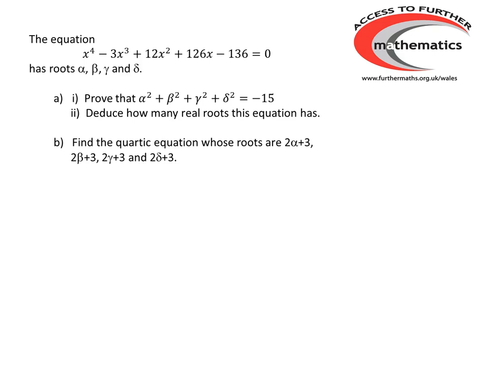Okay, our final example then. We have the equation x to the 4 minus 3x cubed plus 12x squared plus 126x minus 136 equals 0, which has got roots of alpha, beta, gamma and delta. First thing we have to do is prove that alpha squared plus beta squared plus gamma squared plus delta squared is equal to minus 15, and then deduce how many real roots this equation has.